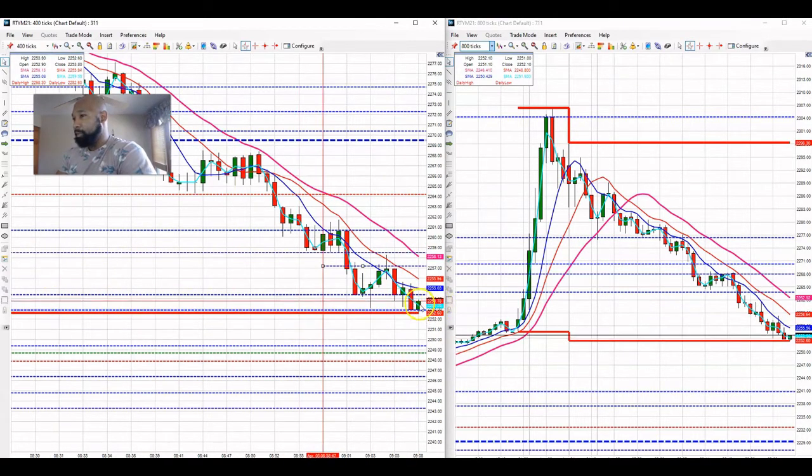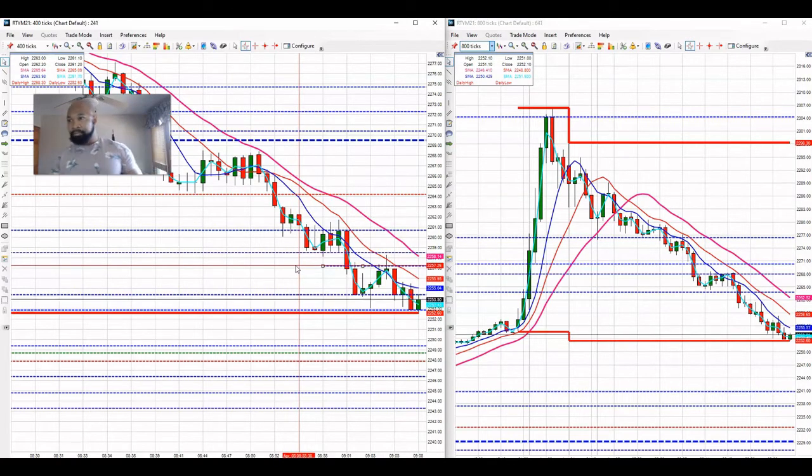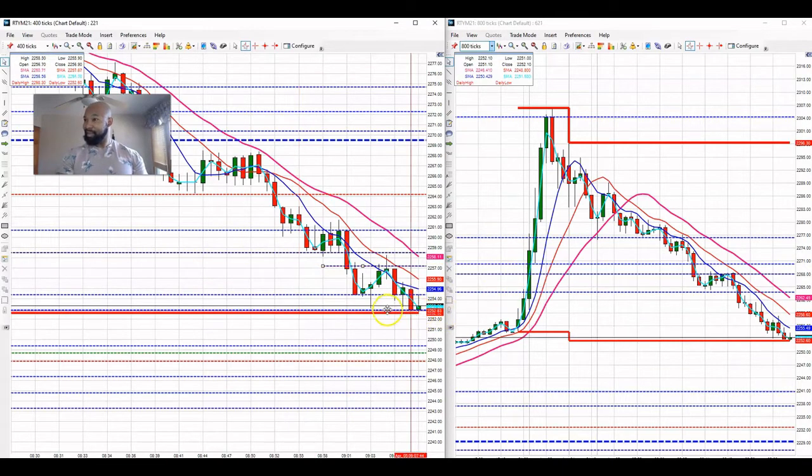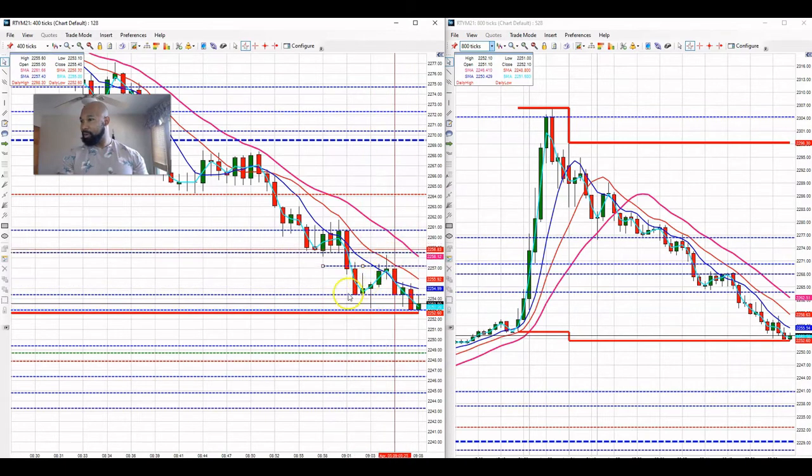I'm not going to enter this trade. I prefer a decisive cross. After 7 minutes of just looking at the market, just seeing what's happening, let me pause it, and then let's wait for the next movement.